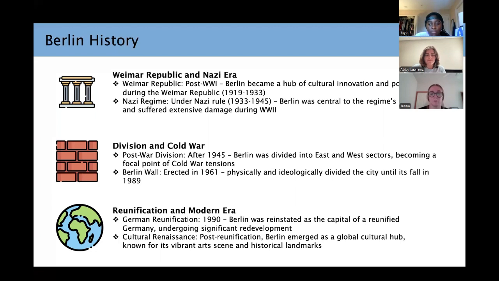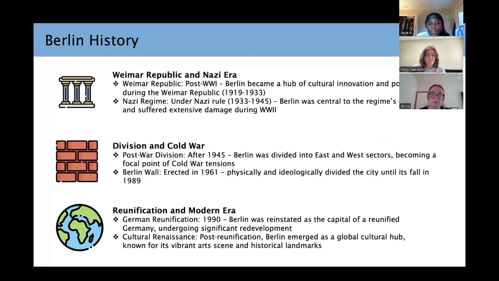Fourth, we have the division and Cold War, post-war division. After the Nazi regime in 1945, Berlin was divided into East and West sectors, becoming a focal point of the Cold War. Then the Berlin Wall was erected in 1961. This physically and ideologically divided the city until the wall fell in 1989.